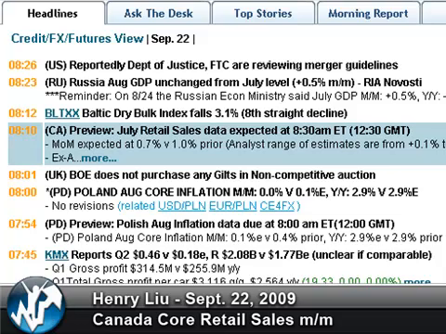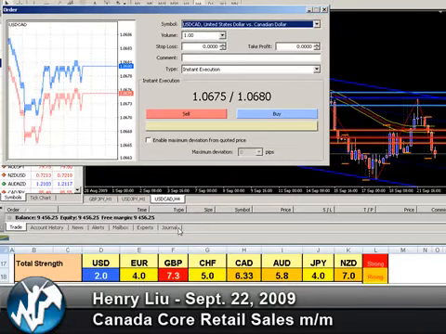So once again, the headline is expected at 0.7. The ex-auto is 0.1. Canadian data, July retail sales month over month, expected 0.7%. Less autos expected 0.1%. Again, it is July Canadian data.